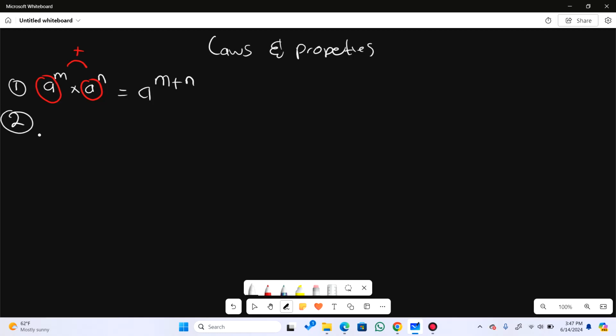So the second one will be the quotient, or division. If you have a^m and then a^n, we basically have a^(m-n), which is basically the opposite of multiplication. So if you multiply, we're adding the exponents. If you divide, we're subtracting the exponents.